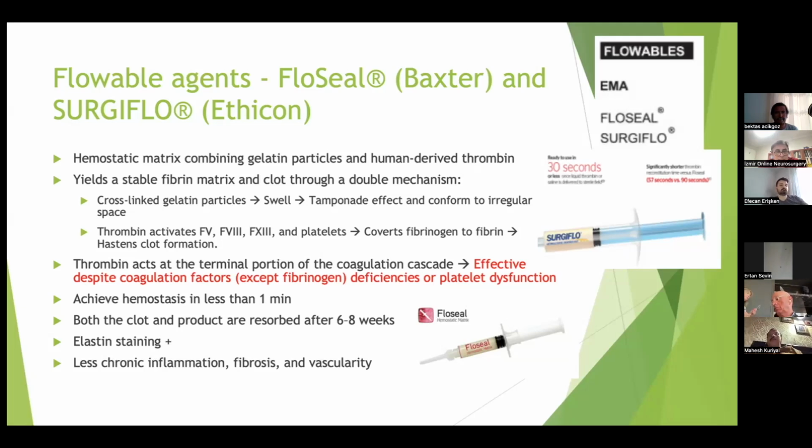So it yields a stable fibrin matrix and clot through a double mechanism. First, the cross-linked gelatin particles will swell up, providing a tamponade effect and conforming to irregular space. So it is more like a gel form. While the thrombin activates factors 5, 8, and 13 and platelets. So these convert fibrinogen to fibrin and hasten clot formation.